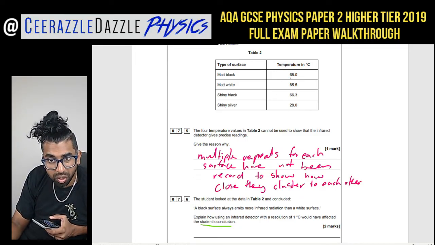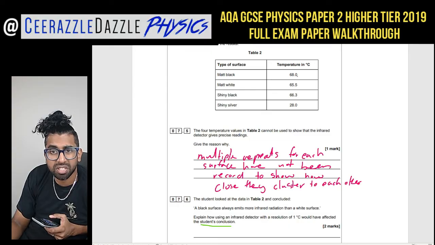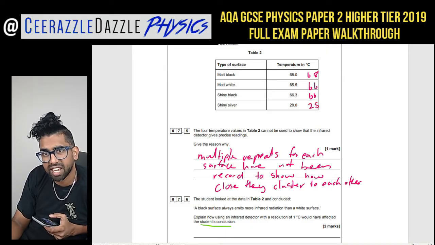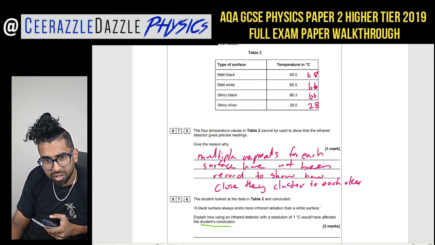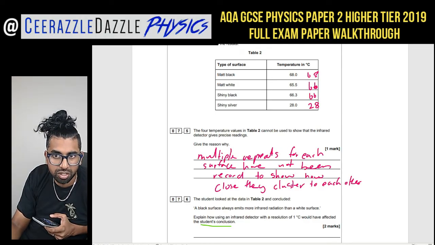Well, look, if it was 1 degree Celsius, what happens is this one will round to 68, this one will be 66, this one will also be 66, and then this one over here would be 28. So don't forget, the resolution just means decimal places. Explain, so what will happen to this statement then? A black surface always emits more. Well, clearly not. It's not always going to be emitting more.